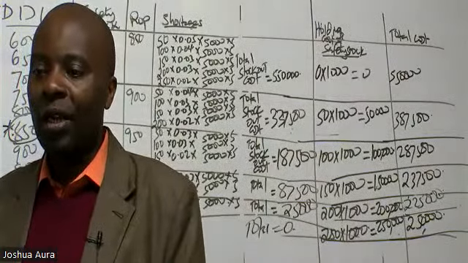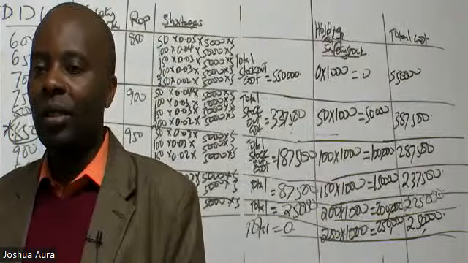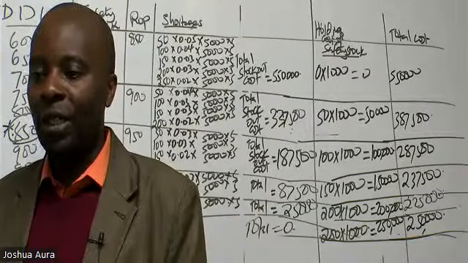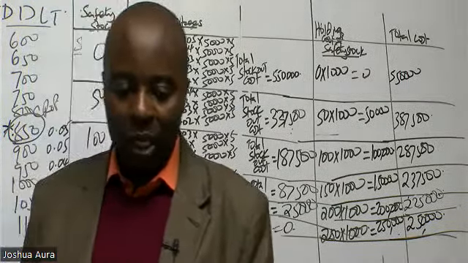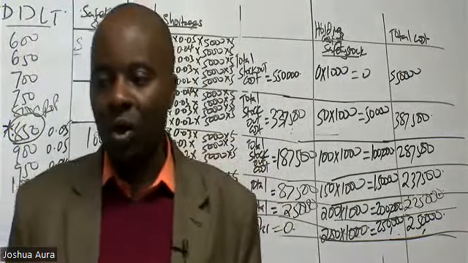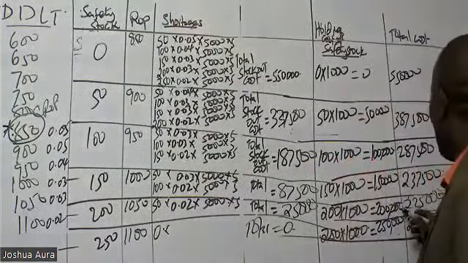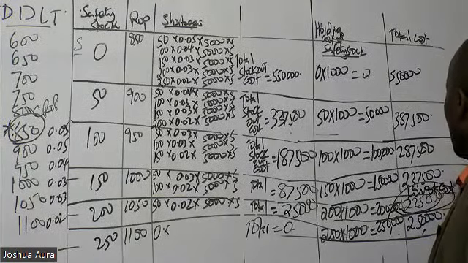Total costs, are they correct? And if they are correct, is there anybody who can pick now the lowest? Which one is the lowest? They don't want to talk to me. Which one is the lowest? 225,000. 225,000 is the lowest cost.